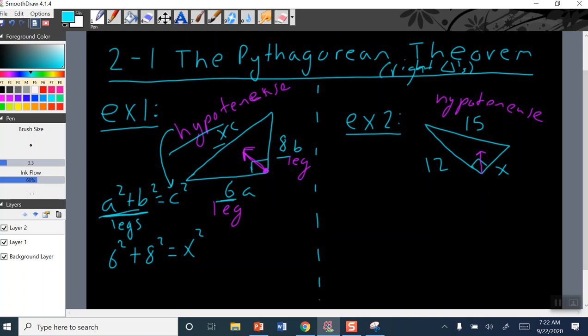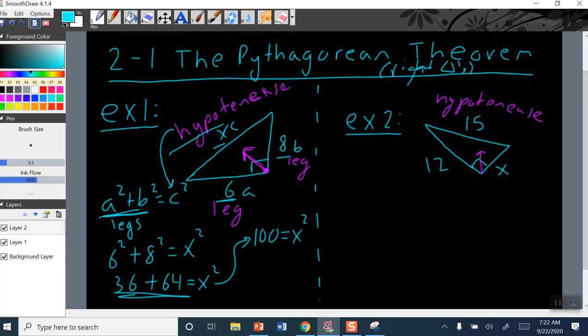Now from here, we know that a square means to multiply by itself. So for instance, 6 squared is 6 times 6, which is 36, plus 8 squared, just so you're not confused at home, 8 times 8 would be 64, is equal to x squared. Now from here you would ask yourself, well, what is 36 plus 64? And if you need a calculator, that's okay. That would be 100 is equal to x squared.